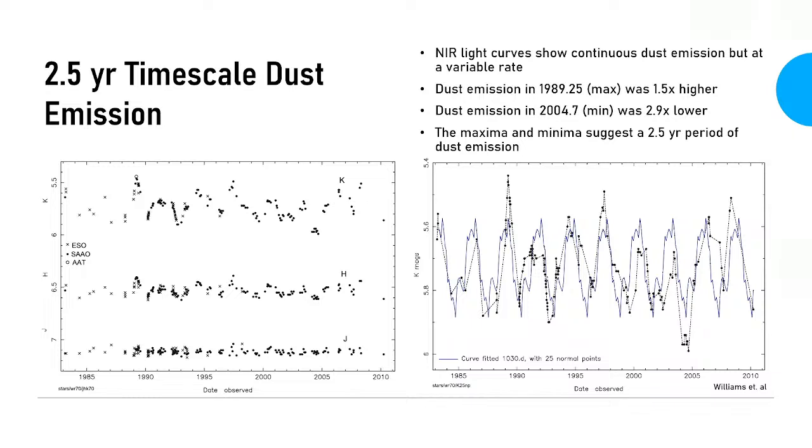And when analyzing the K-band, it was found that there was a maxima of dust emission in 1989.25, and that emission rate was about 1.5 times greater than it was in 1991. Similarly, a minima was found in 2004.7 and had an emission rate 2.9 times lower than what it was in 1991. These maxima and minima suggest a 2.5-year period in that dust emission.